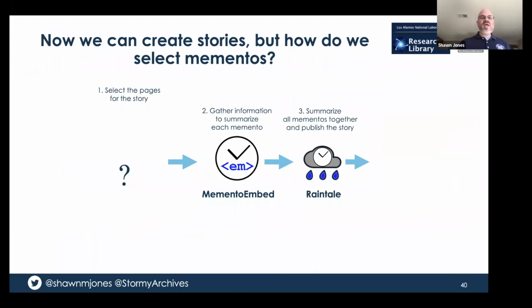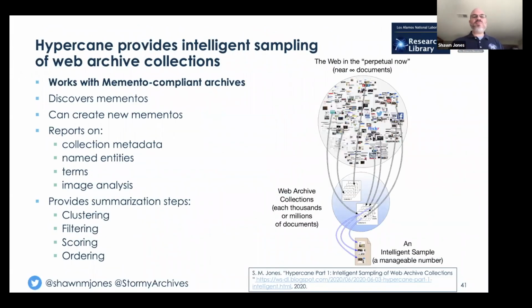So now we can create stories with Raintail, but how do we select mementos? And thus we get to Hypercane. Hypercane provides intelligent sampling of web archive collections. And it works with memento compliant archives to discover mementos, but it can also create new mementos if necessary.